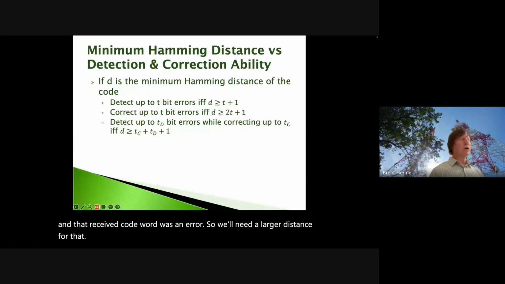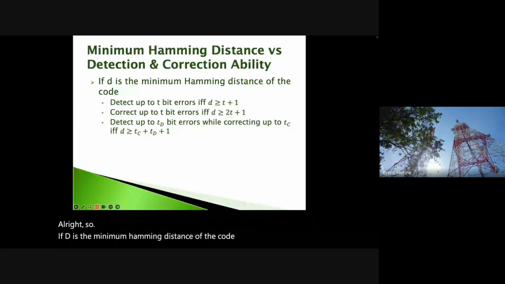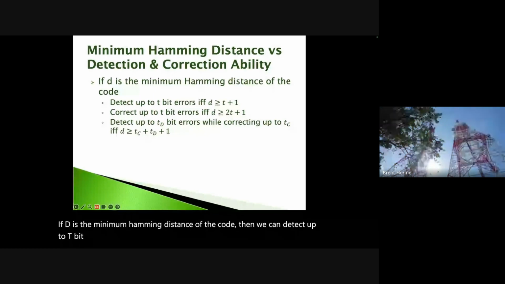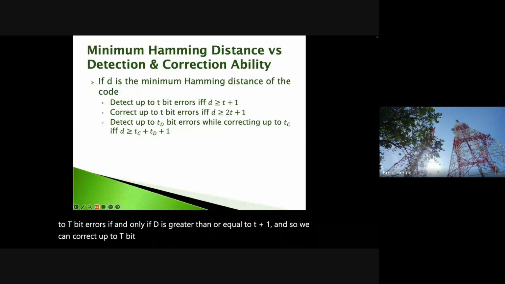All right, so if D is the minimum Hamming distance of the code, then we can detect up to T bit errors if and only if D is greater than or equal to T plus 1. And we can correct up to T bit errors if and only if D is greater than or equal to 2T plus 1, right? So just some handy equations.